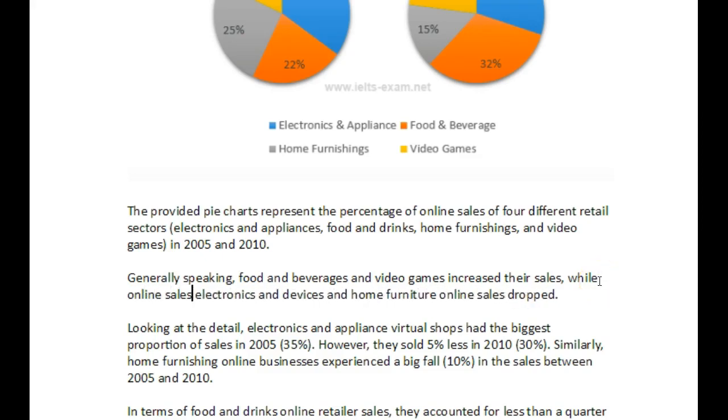While online sales of electronics... see, now my thing with this is that you're varying your language, but for the names of groups we need to refer specifically to them. So let's not do this. Let's just stick to appliances and home furnishings, because we might confuse people. So while online sales of electronics and appliances and home furnishings dropped.